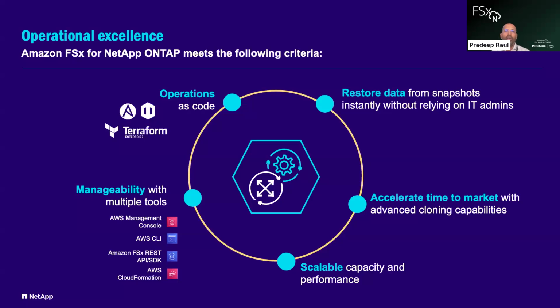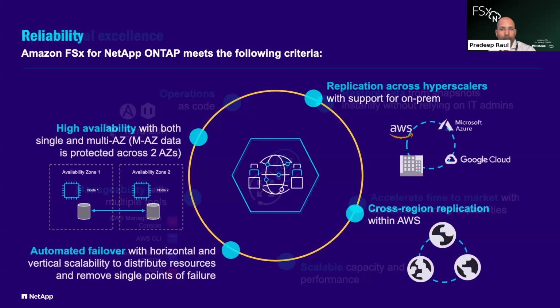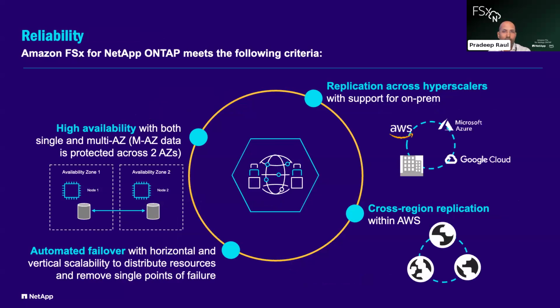Let's look into the reliability pillar. Again, the design principles are: automatically recover from failure, test recovery procedures, scale horizontally, stop guessing capacity, and manage change in automation. So these are the design principles of the reliability pillar. How can we meet that with FSx for ONTAP?